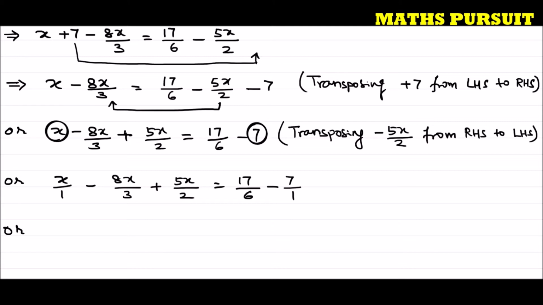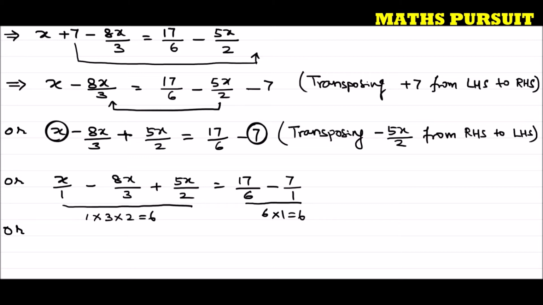You could see that the denominators on the left side are 1, 3, 2. That means we can consider the LCM as 6. We need to convert all the denominators to 6 on the left hand side. Similarly, on the right hand side we have denominators 6 and 1, so we also need to convert those to 6. Here 1 into 3 into 2 is equal to 6, and similarly 6 into 1 is equal to 6.